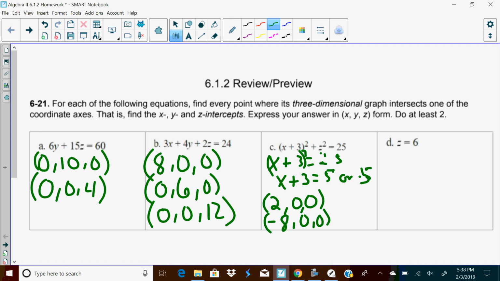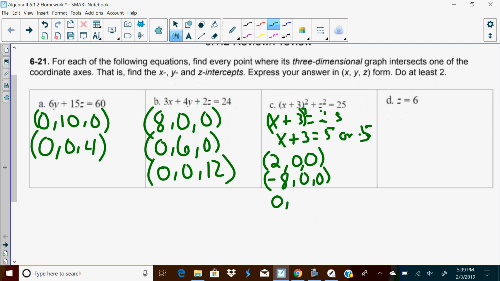And then when you plug in 0 for x, you're going to get 9 on this side. 25 minus 9 is 16. So z is going to be positive 4 and negative 4. And then in D, z equals 6. So the only intercept is 0, 0, 6.